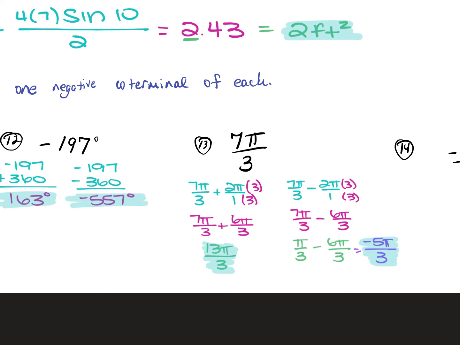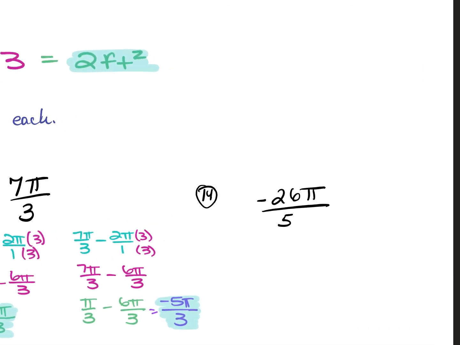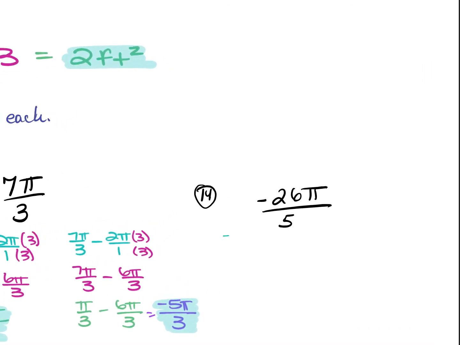For number 14, you are given negative 26 pi over 5. So for this one, we're going to take the negative 26 pi over 5, and we're going to start by adding 2 pi to it. Remember, it's the same thing as 2 pi over 1. So you multiply top and bottom by 5. You get negative 26 pi over 5 plus 10 pi over 5. When you add these on the top, you're left with negative 16 pi over 5.